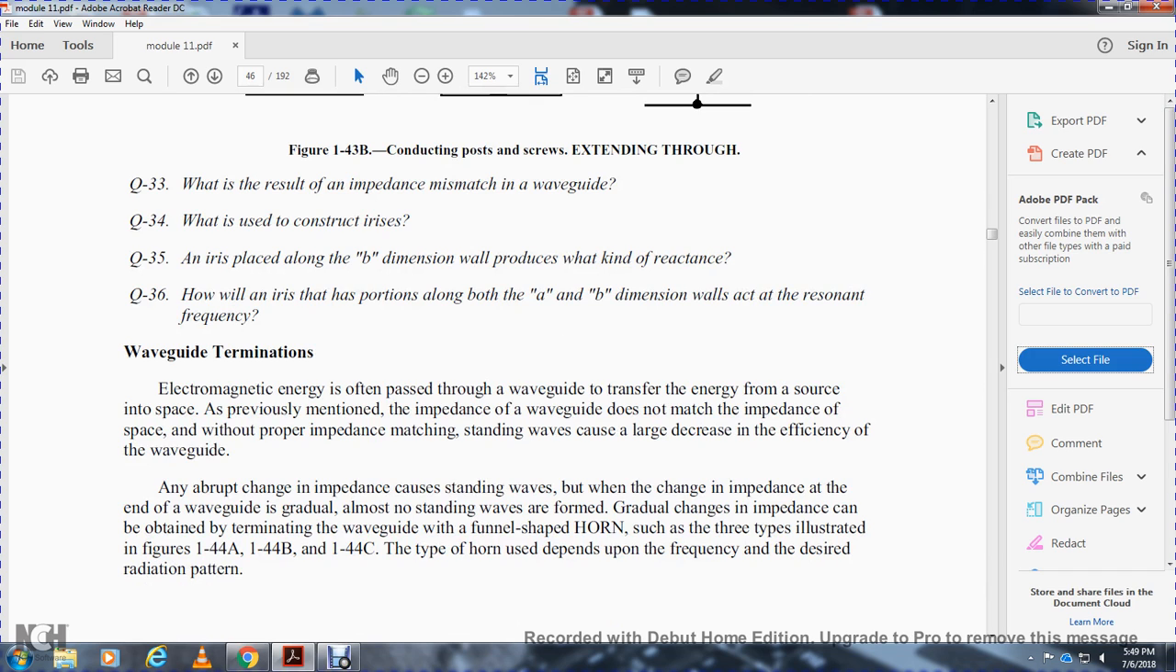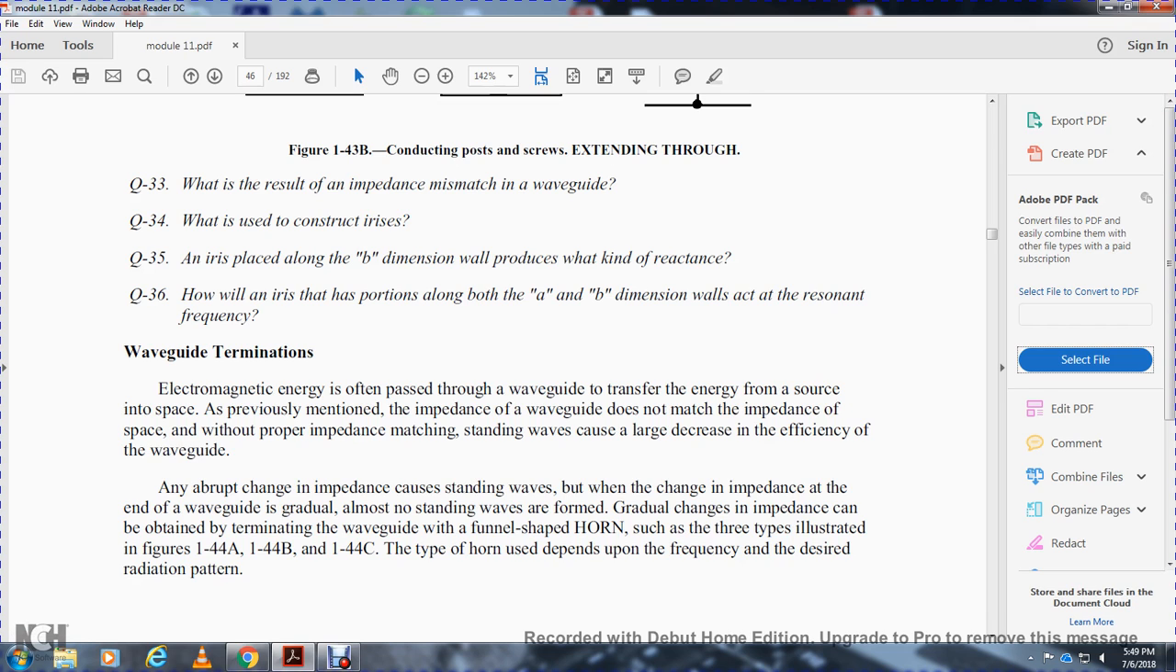Waveguide termination. Electromagnetic energy travels down the path through the waveguide and must transfer the stored energy into space. As previously mentioned, if the impedance of the waveguide does not match the impedance of space, without proper impedance matching, standing waves result and the efficiency of the waveguide is reduced. An abrupt change of impedance causes standing waves, but when the change of impedance at the end of the waveguide is gradual, there are almost no standing waves.